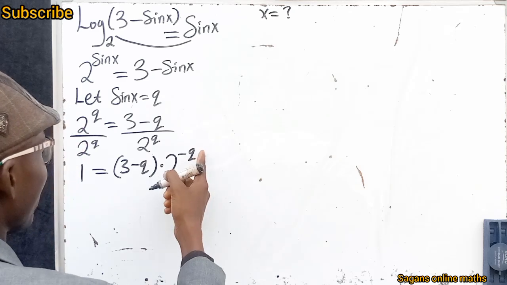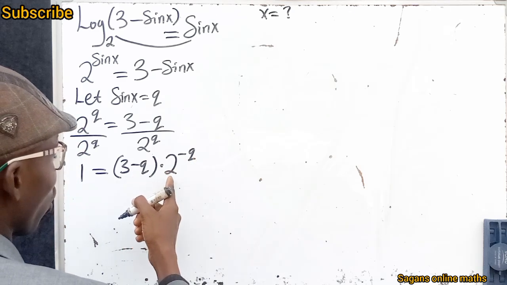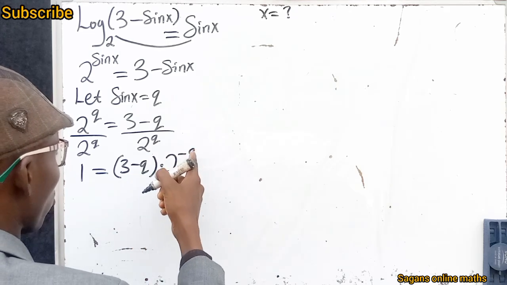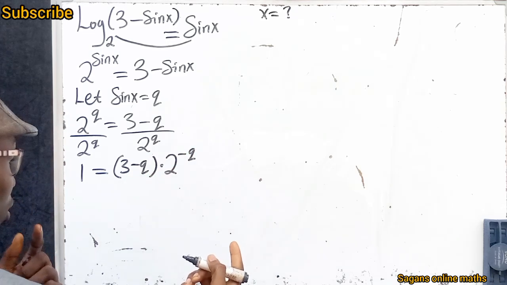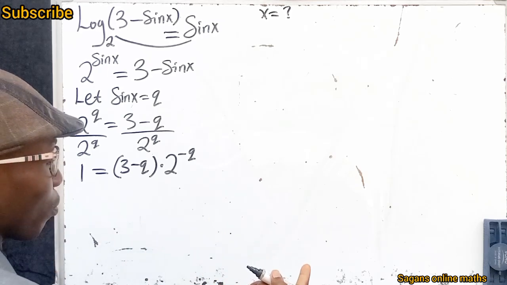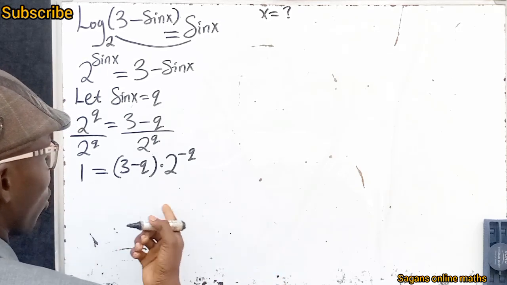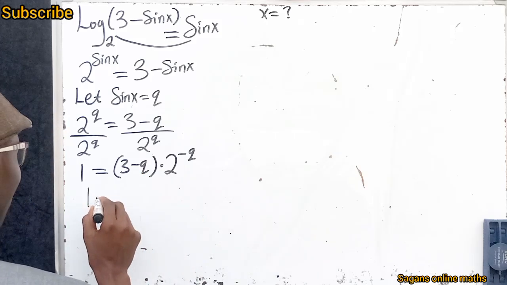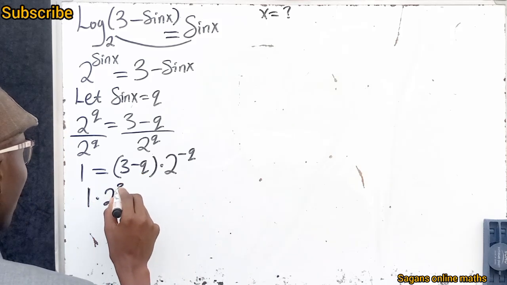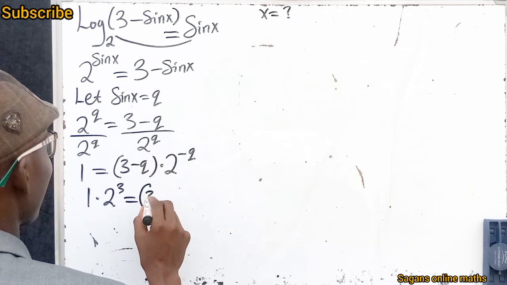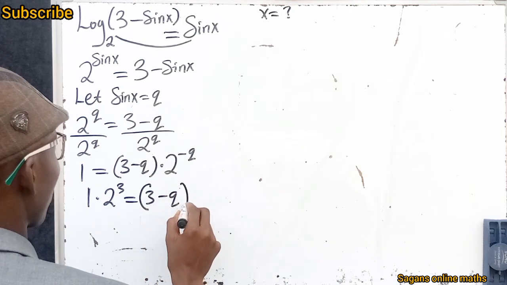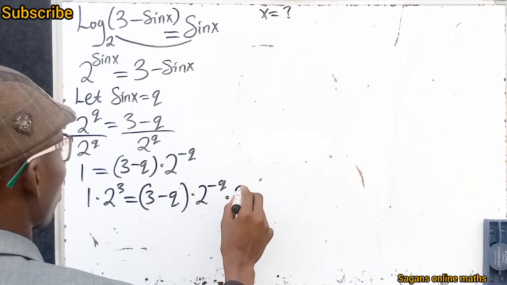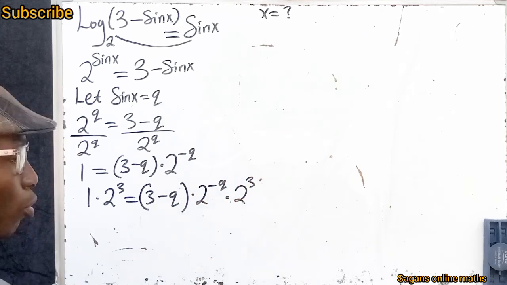Now I want the power here to be the same as what is here, because in the equation, 2 raised to the power of minus q is multiplied by 3 minus q. So what will you do so that I can have the same thing here? It's just to multiply both sides by 2 raised to the power of 3. So 1 multiplied by 2 raised to the power of 3 equals 3 minus q, multiplied by 2 raised to the power of minus q, multiplied again by 2 raised to the power of 3, because we multiply both sides by 2 raised to the power of 3.